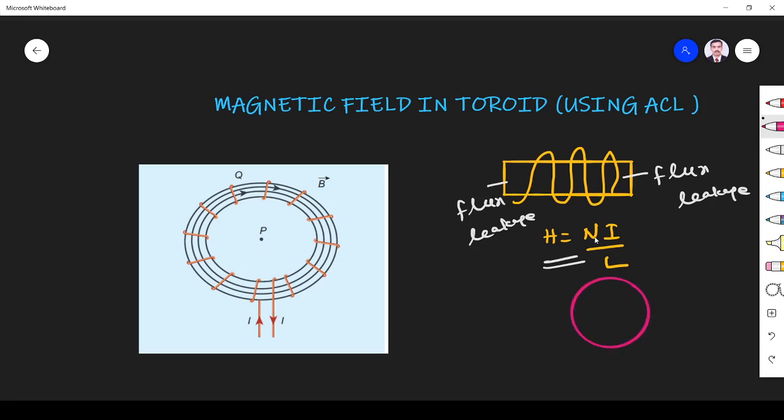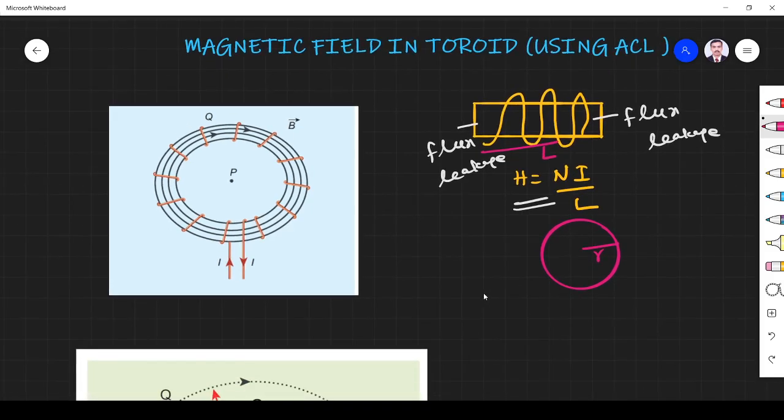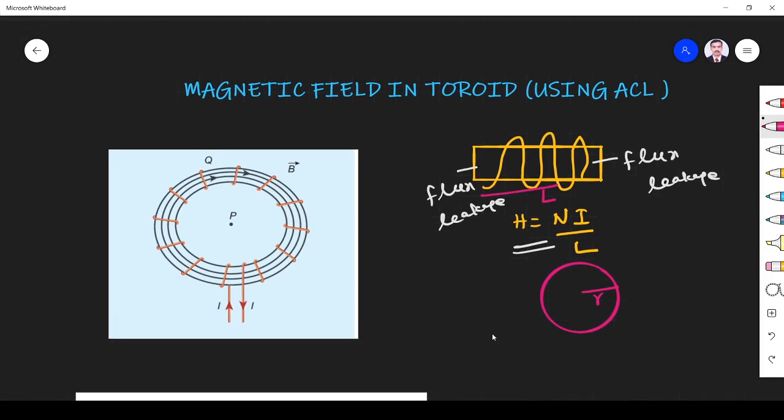So there is only one difference. Here you see the total length is L, right? Instead of straight L, this L is bent like a circular shape with the radius R. Then what should be the magnetic field we can expect in a toroid? It must be equal to Ni by 2 pi R. Yes or no? Because the total length is bent into a circle.